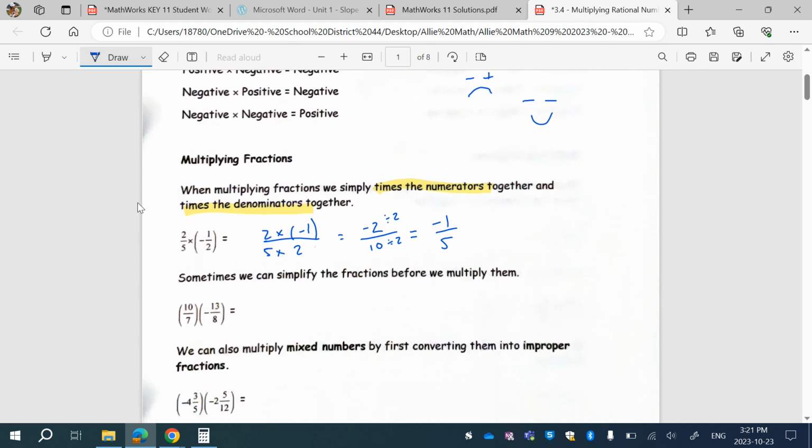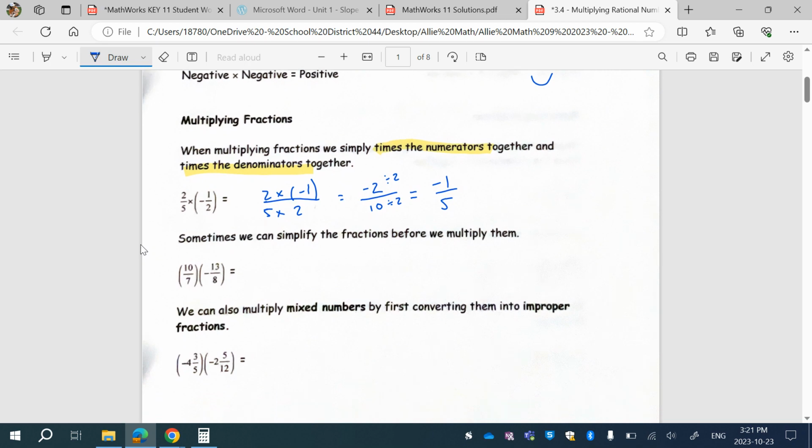So there you go. Next one, sometimes we can simplify the fraction before we multiply. So the way that you can simplify the fraction is by looking diagonal. So we ask ourselves, is there anything that goes into 7 that also goes into 13? These are both prime numbers, so no, the only thing that goes into 7 and 13 is just 1. But 8 and 10, I know that there is a number that can go into each of them. That number is 2. So 2 can go into 8 4 times, and 2 can go into 10 5 times. And now I just multiply straight across.